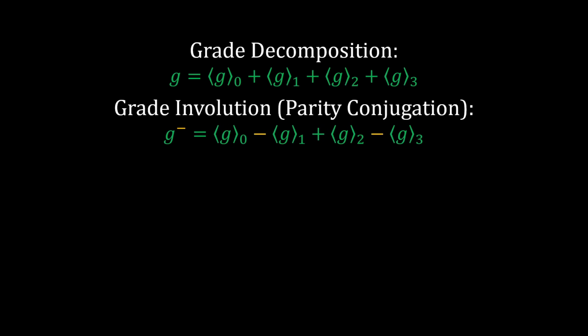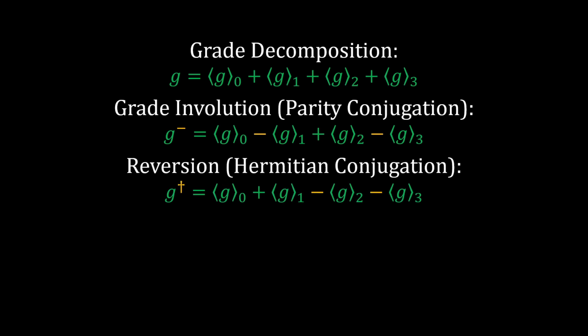The first is called grade involution, or parity conjugation, and it negates odd-graded elements. That is, it negates vectors and pseudoscalars, while it leaves scalars and bivectors the same. Specifically in the APS, it can also be called parity conjugation because it actually performs the parity conjugation seen in quantum physics. That is, it negates position in space, but not in time.